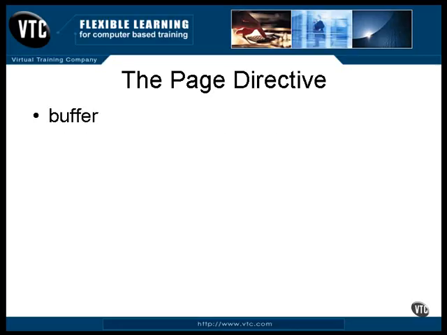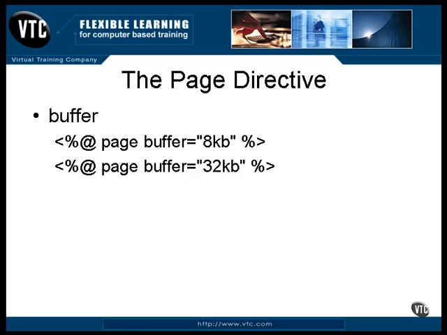You can set the size of the buffer that's used by the out object to write the HTML code to the generated page. The default is 8K. This is a matter of efficiency tuning. You can set it to whatever size you would like, or you can just turn it off.